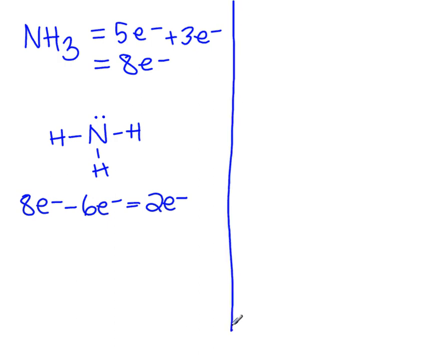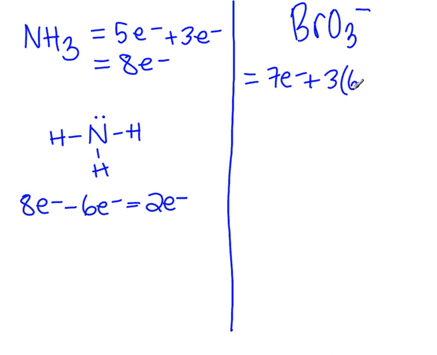Next, let's take a look at the bromate ion. So for the bromate ion, we're going to do the same thing and count its number of electrons. There are 7 electrons for the bromine, since it's in group 7. There are 3 oxygens, and it's in group 6, so I need to multiply 3 by 6.